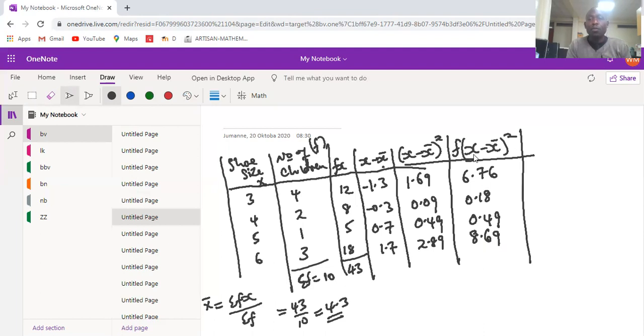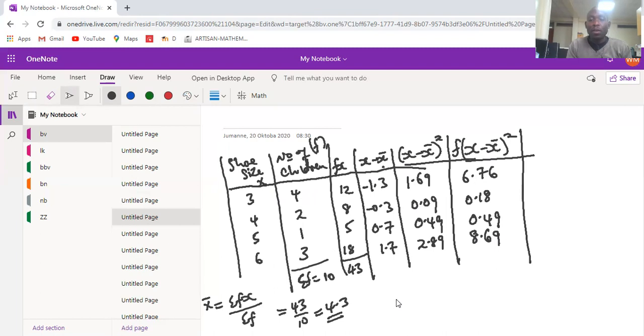So it's a matter of working with the formula that we have here. You have x minus x bar. So you just take x, you minus the x bar which you calculated. Then it is x minus x bar squared. You just square the value that you had there, you fill here. It is x minus x bar squared times f. So whatever you have here, which is x minus x bar squared, you multiply by f so that you can get this. You do the same to this.